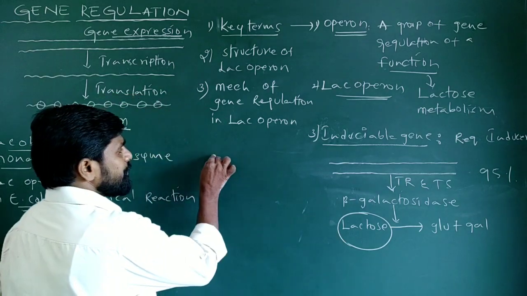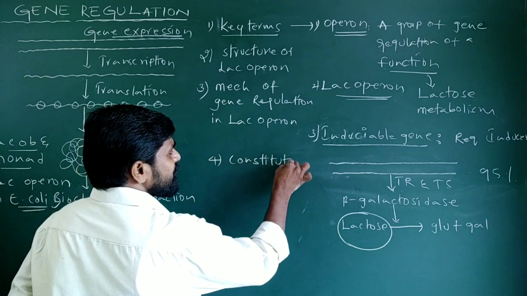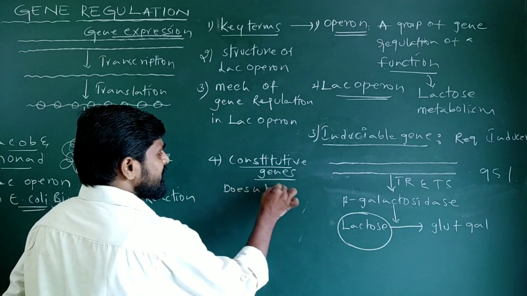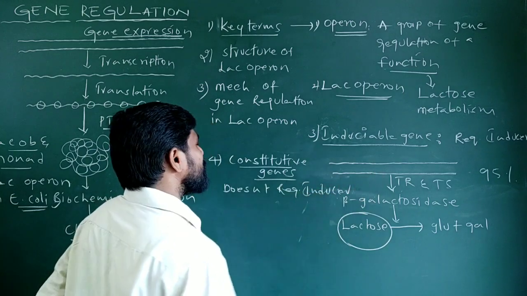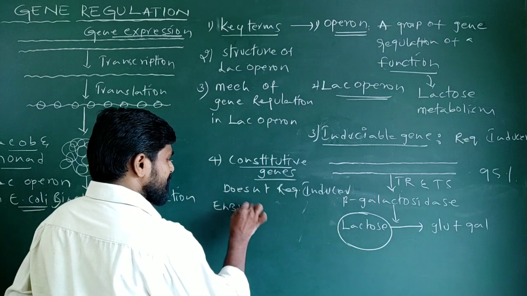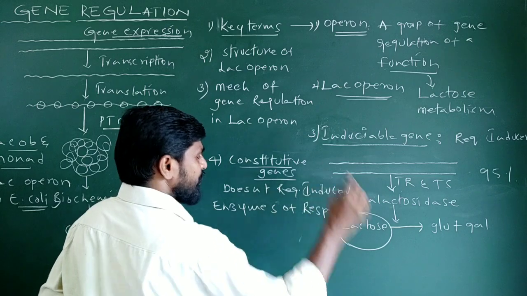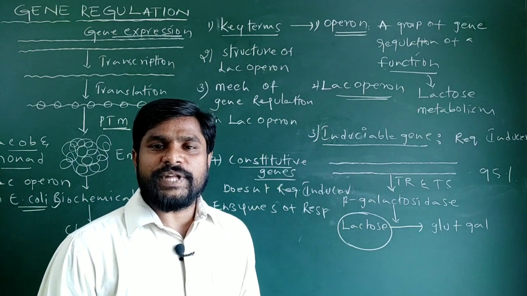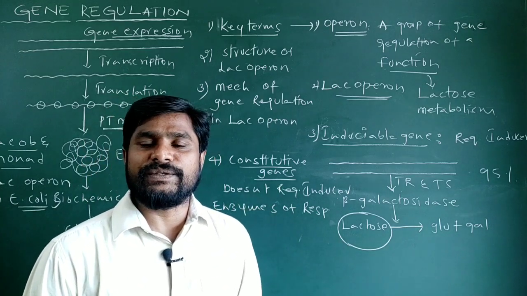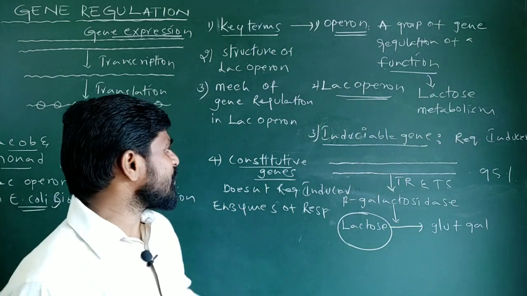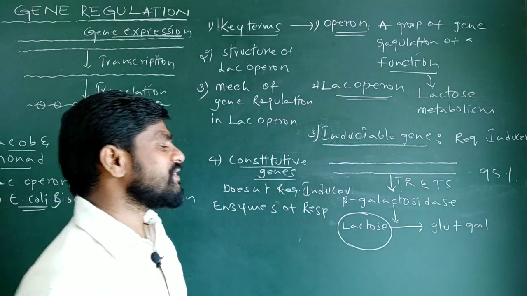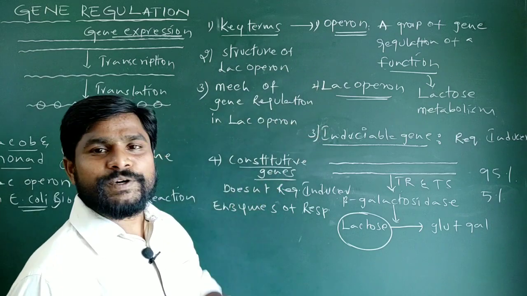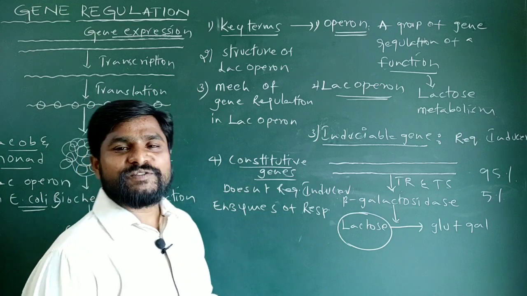Let us come to the second one, that is constitutive genes. What are these constitutive genes? The genes which don't require an inducer. The best example for these constitutive genes are enzymes of respiration. Respiration is a continuous process. If respiration stops, the organism will die. So these enzymes of respiration don't require any inducer, and they show continuous expression. Such types of genes are called constitutive genes. Only 5% of the genes in eukaryotes are of constitutive type. These are the key terms we have to keep in mind for understanding the structure of lac operon and mechanism of gene regulation in lac operon.